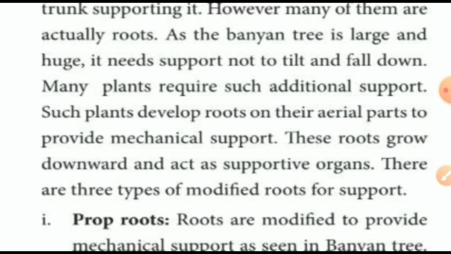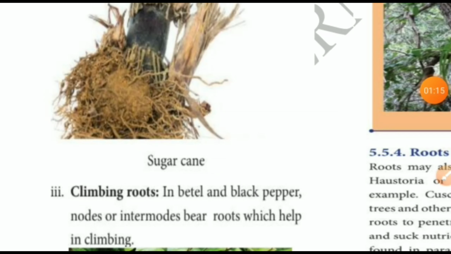How many types of roots are present? Three. What are they? Prop root, stilt root, and the last one, climbing roots. Give one example for climbing roots. Betel, black pepper. Where are the roots present in climbing roots? In the nodes and internodes. For what purpose? It climbs other plants efficiently. That is why the roots are present in the nodes and internodes.